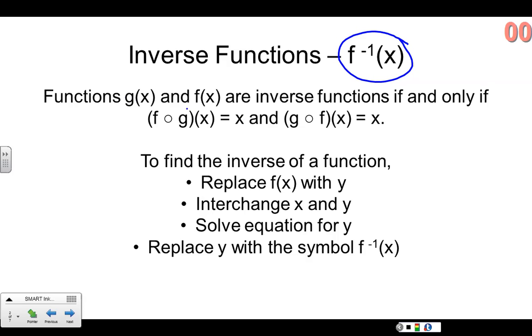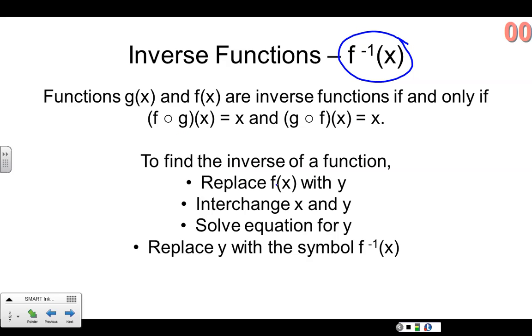Functions g of x and f of x are inverse functions if and only if f of g of x equals x and g of f of x equals x. This is kind of the proof you can do to determine if functions are inverses or not.